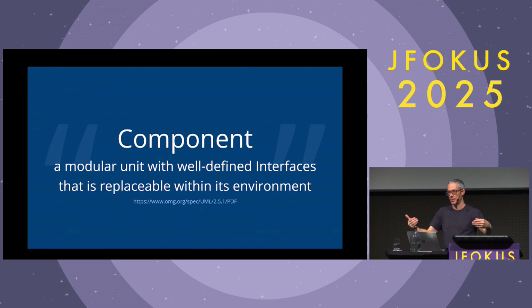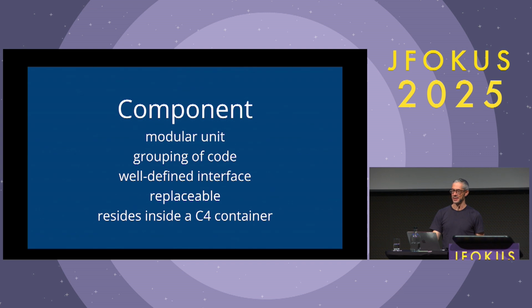My definition of component is based on the UML definition of component, but I want a little bit more precision around it. This is what UML says: a modular unit with well-defined interfaces, replaceable within its environment. That's all fine. I'm going to say this: a component is a modular unit, so it's a grouping of code. It has a well-defined interface. It is replaceable. Insert Liskov substitutability, and it resides inside a C4 container. So again, I'm going back to the predefined levels of abstraction here. So that's what I mean by component.